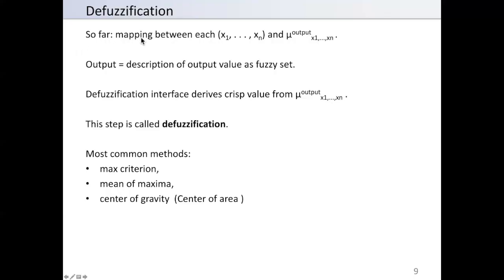Up to now, we considered the mapping between each input tuple and the corresponding output. The output is a description of an output value as a fuzzy set. The defuzzification interface derives a crisp value from the fuzzy output. This step is called defuzzification. The most common methods are Max Criterion, mean of maxima, center of gravity, and also a variation of it called center of area.